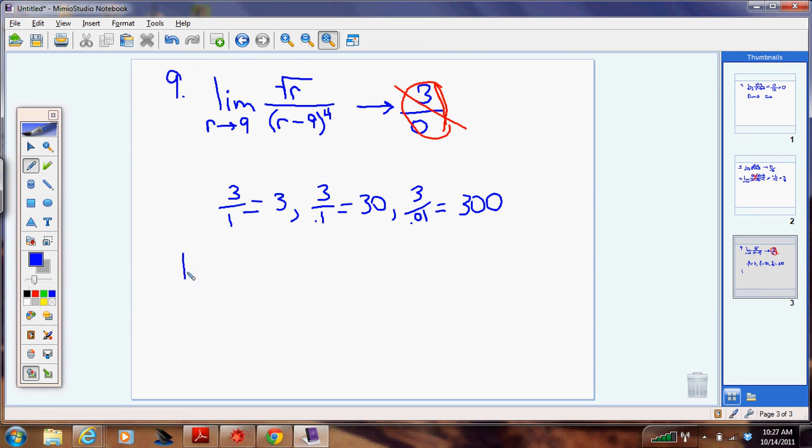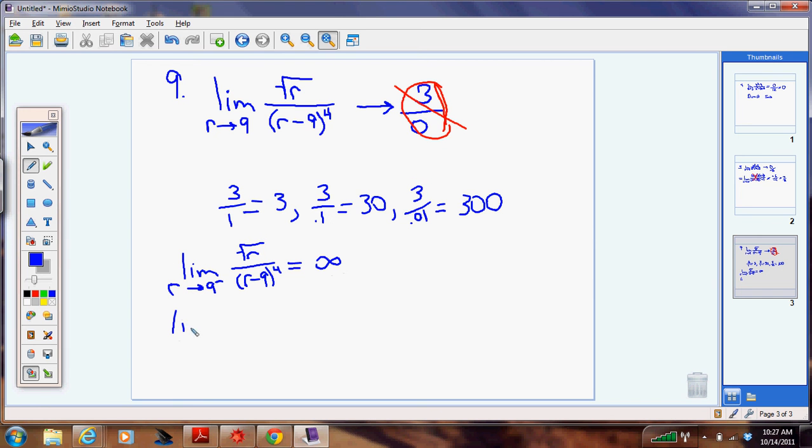I'm just going to write that down here, just so that I'm clear. So the limit as x approaches 9, and that should not be an x. Sorry about that. It should be as r approaches 9. The limit as r approaches 9 from the left of the square root of r divided by r minus 9 to the 4th power, again, as I've already argued, is going to approach positive infinity because of the even exponent in the denominator.